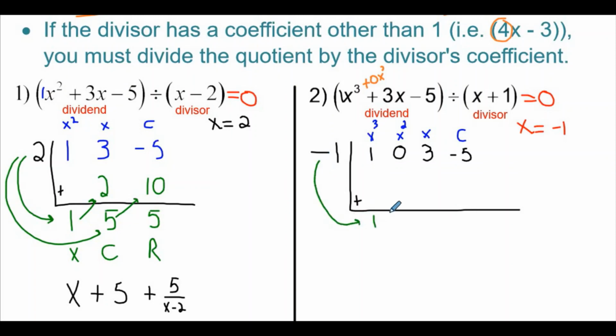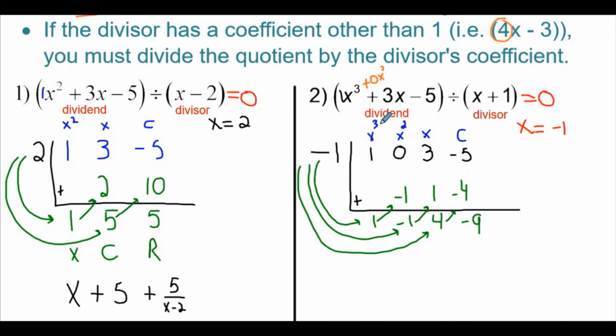-1 times 1 equals -1. 0 plus -1 is -1. -1 times -1 is +1. 3 plus 1 is 4. -1 times -4 is +4. -5 and -4 add to -9.